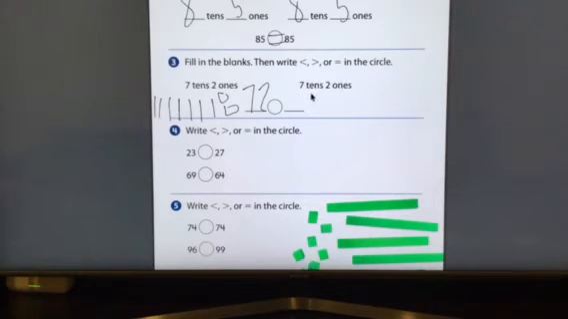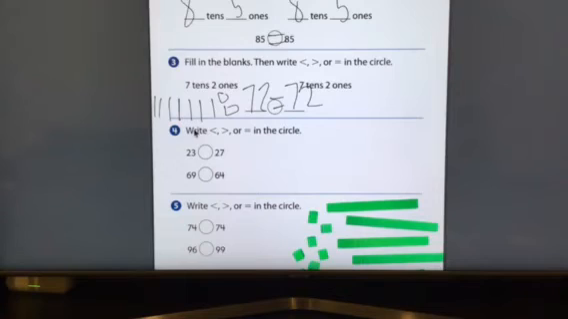I have 7 tens and 2 ones over here also. That's also going to be 72. When I have the same number, then my numbers are equal. I hope that's what you just said. Perfect. You should have an equal symbol in between those. When the numbers are the same, they are equal.